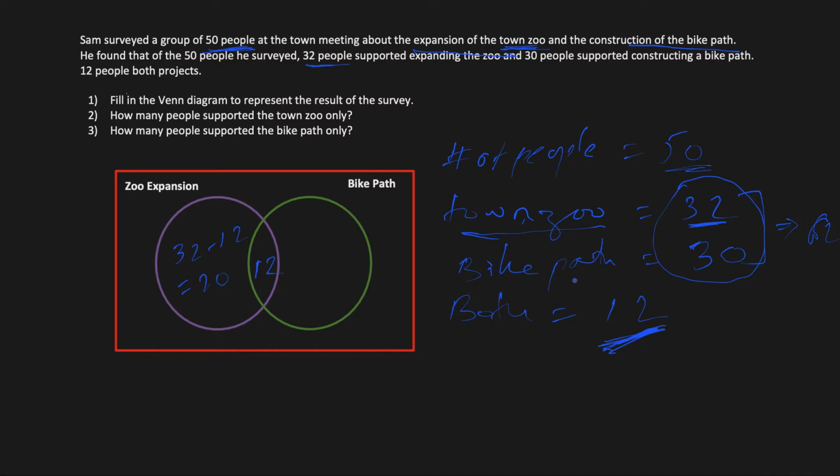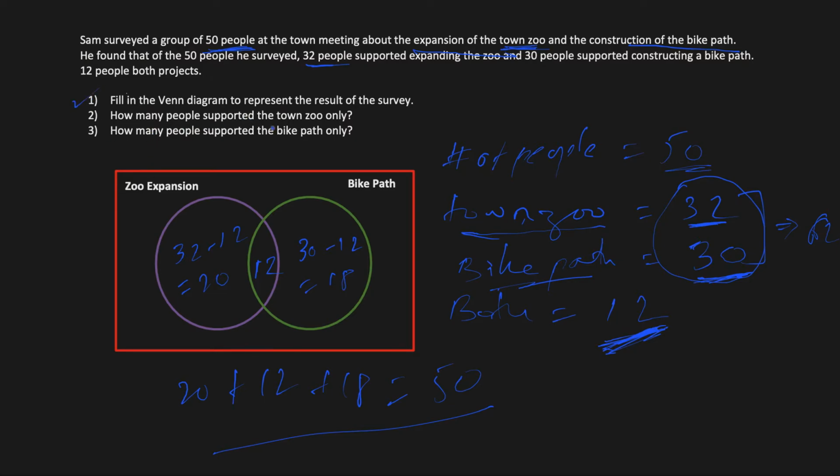And we know that the total number of people that supported bike path is 30. But of these 30, 12 supported both bike path and zoo expansion. So this would be 30 minus 12. This would be 18. Now if we add 20 plus 12 plus 18, we get 50, which is the total number of people surveyed. Okay, so we did the first one.